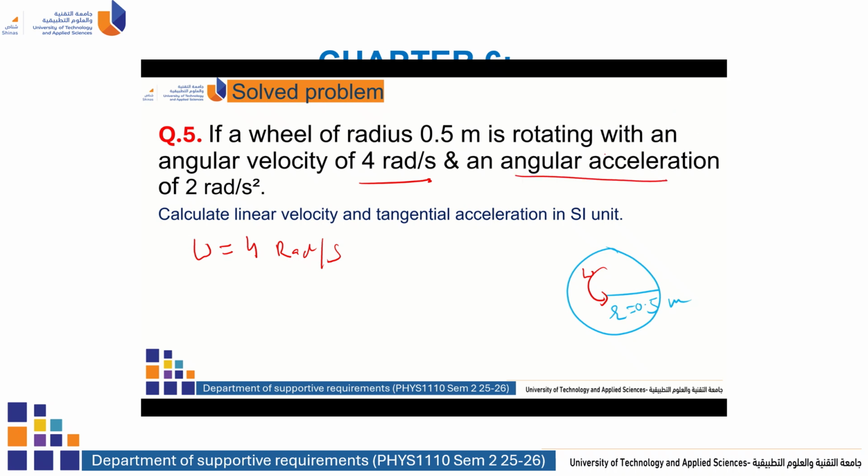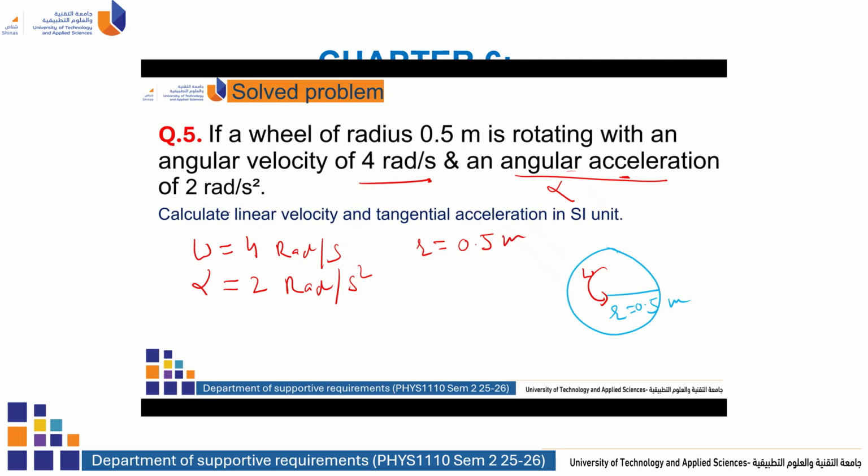And the angular acceleration, this is alpha, and alpha is 2 radian per second square. So this information is given, and the value of r is also given. This is 0.5 meter, so this is the given data.